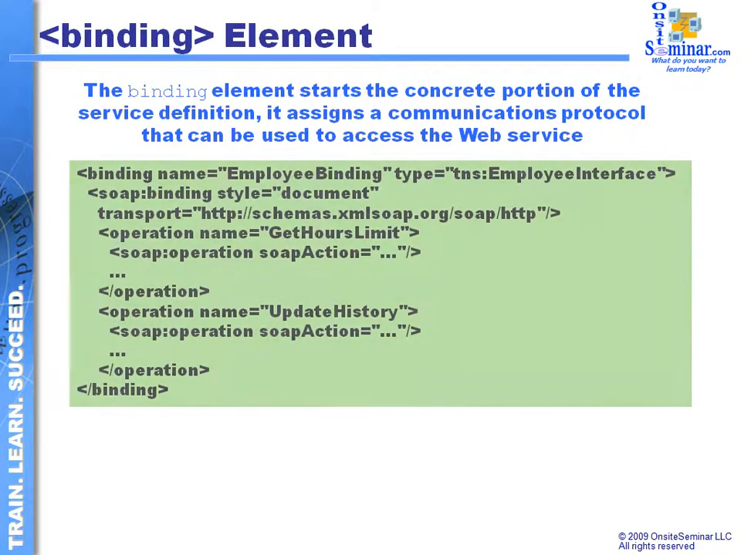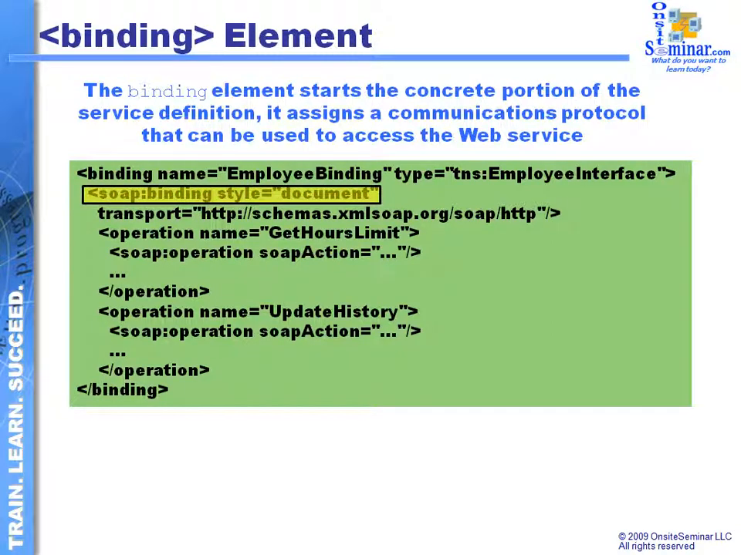So let's take a look at what the binding element might look like in a WSDL definition. And as you look through here, you want to notice a couple of things. One of them is going to be the style information, the style parameter here. The style parameter is going to define the structure essentially of the payload of the SOAP message itself, in other words, the body portion. So here we see something called style equal to document.